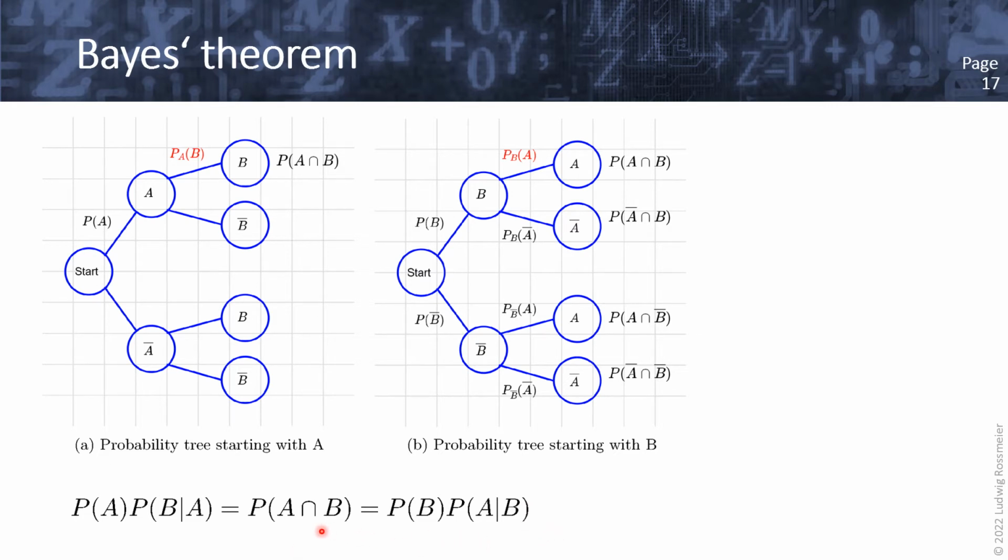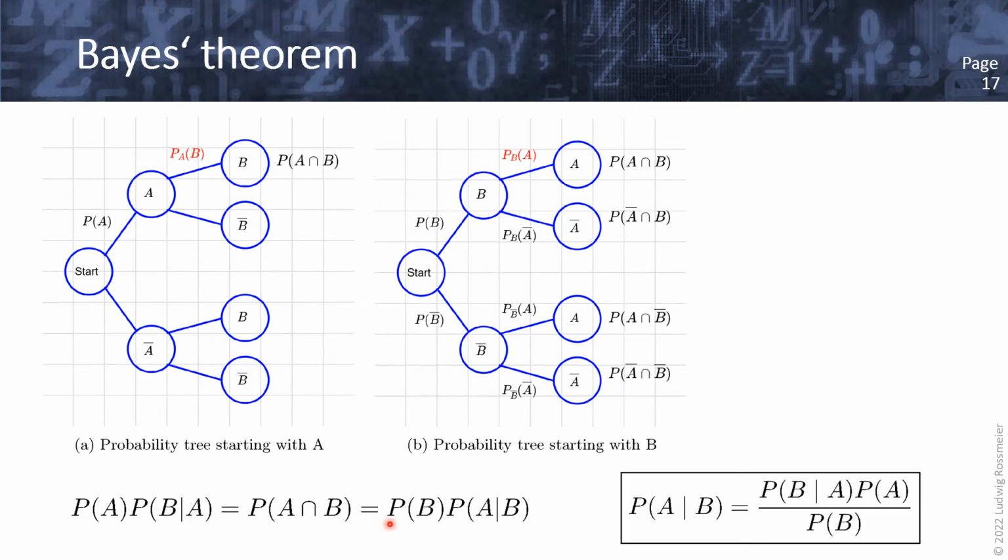And if we omit the center term, then we get an equation. This is the equation for the probability of A given B. We divide by P of B, put it here, and in the end we get P of B given A times P of A divided by P of B. This sounds nice, but the problem now is that P of B is not yet known.